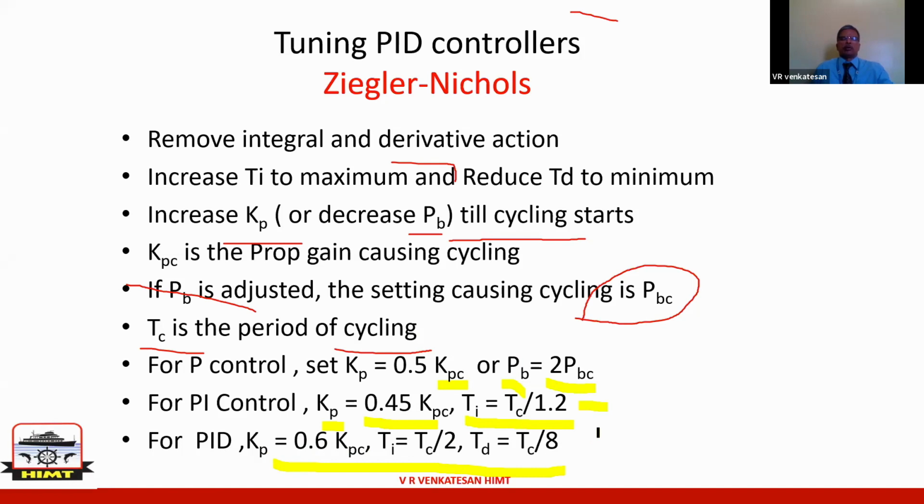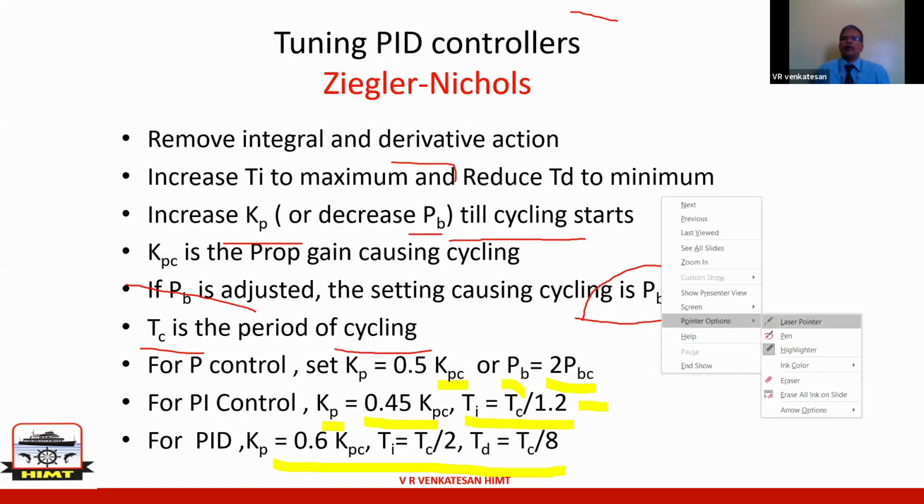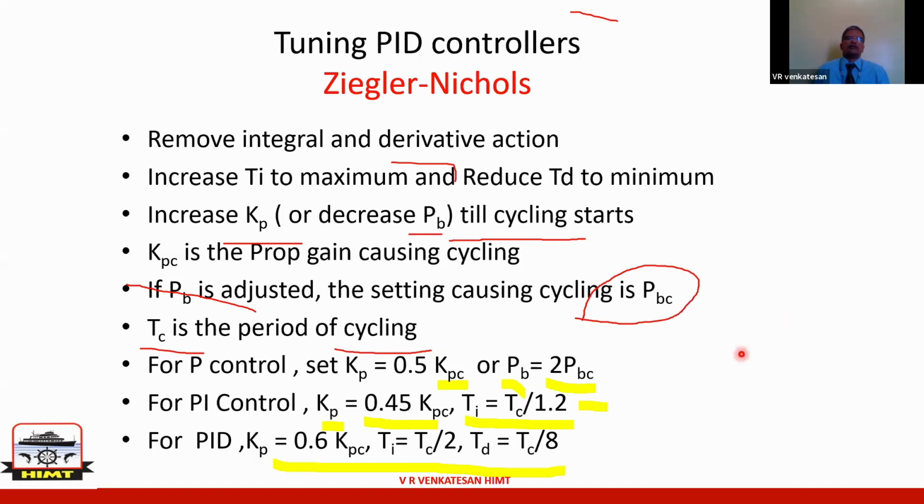So if it took 40 seconds, then 40 divided by 8. That is the time you should keep for derivative time. Is it clear? Okay, move to the next one.